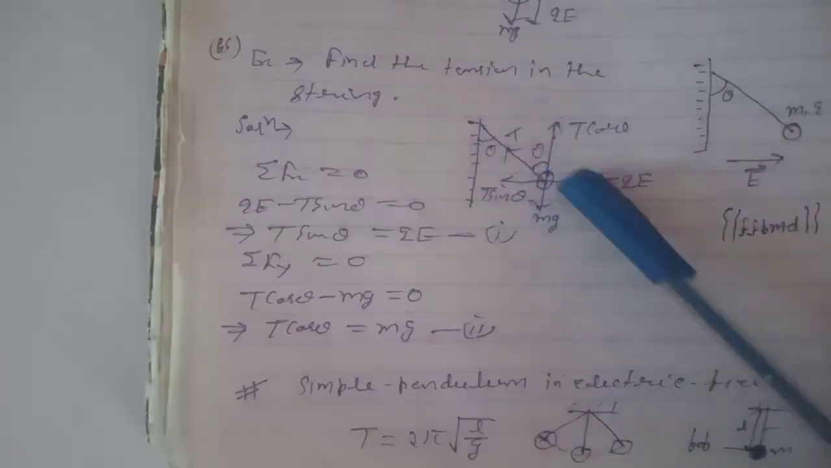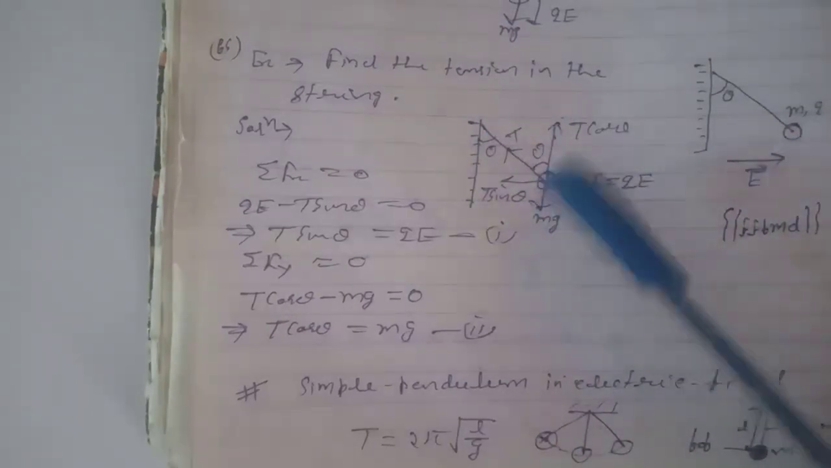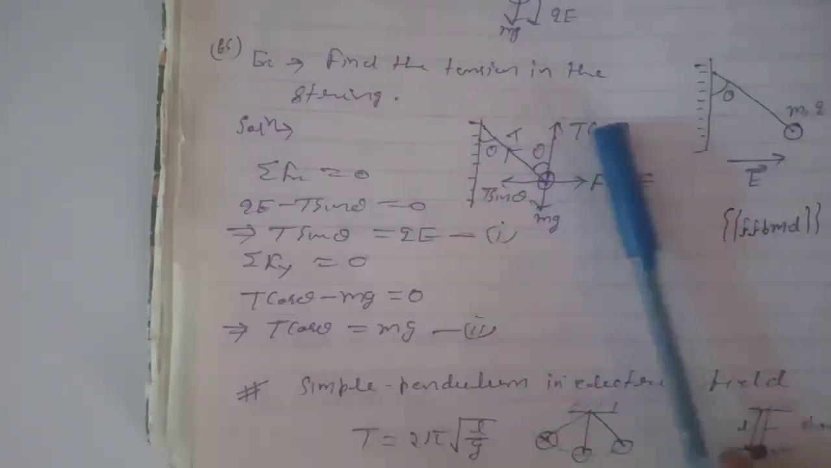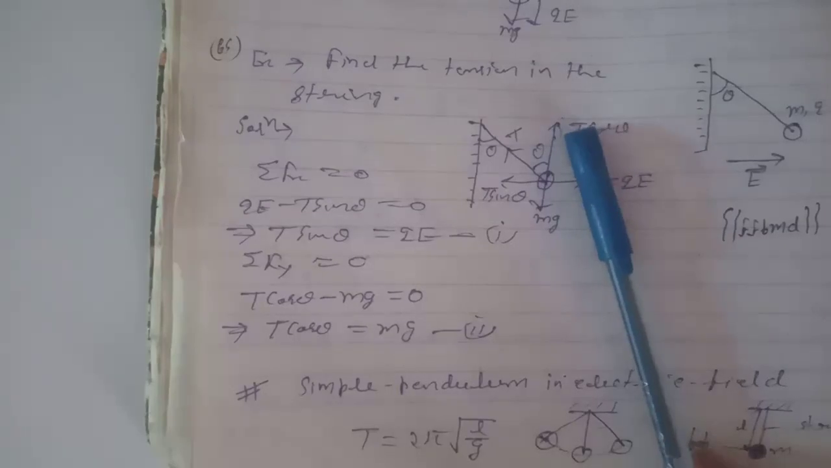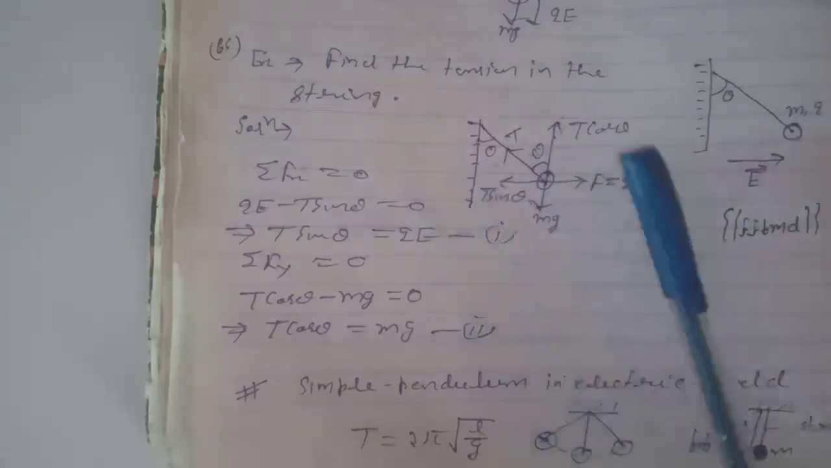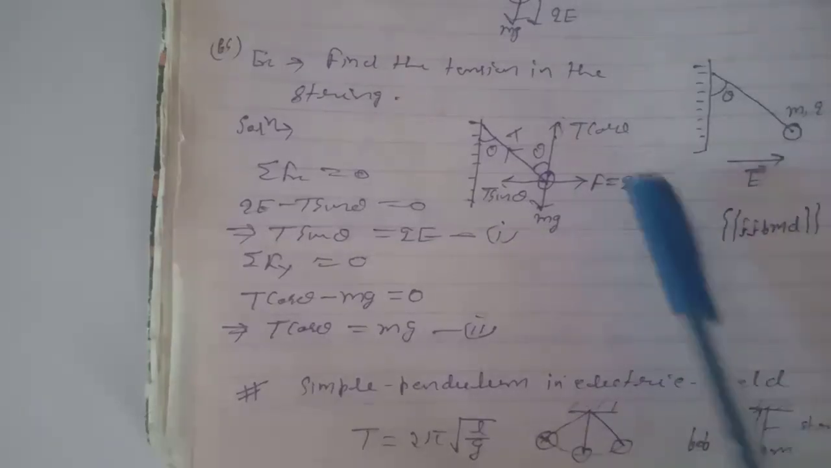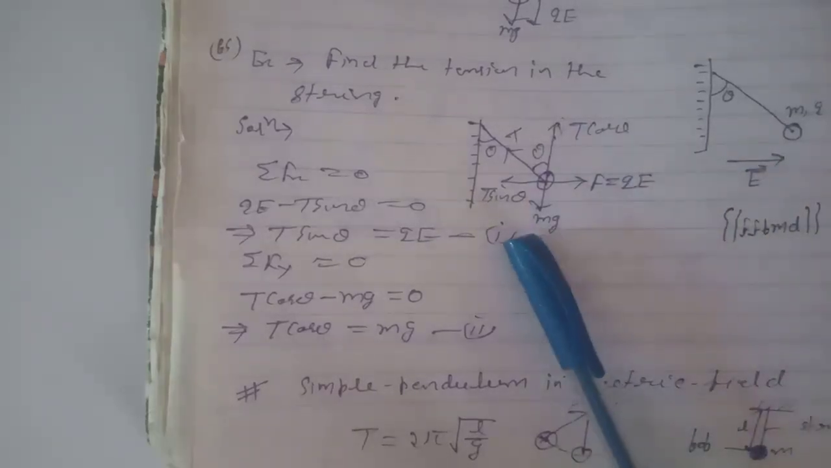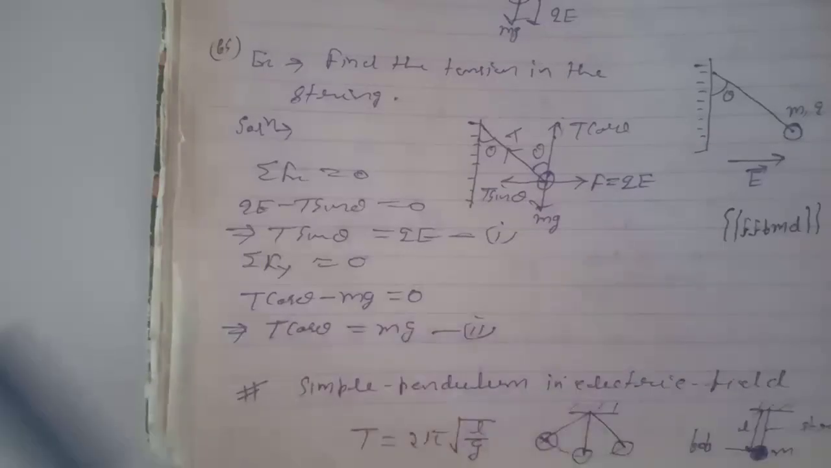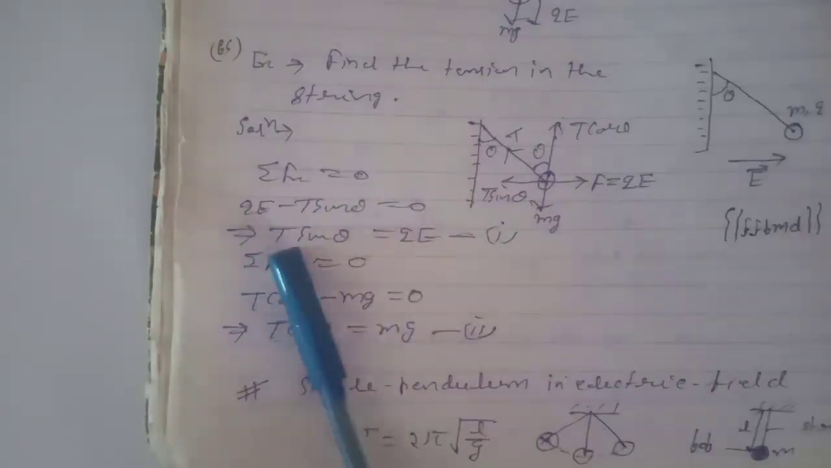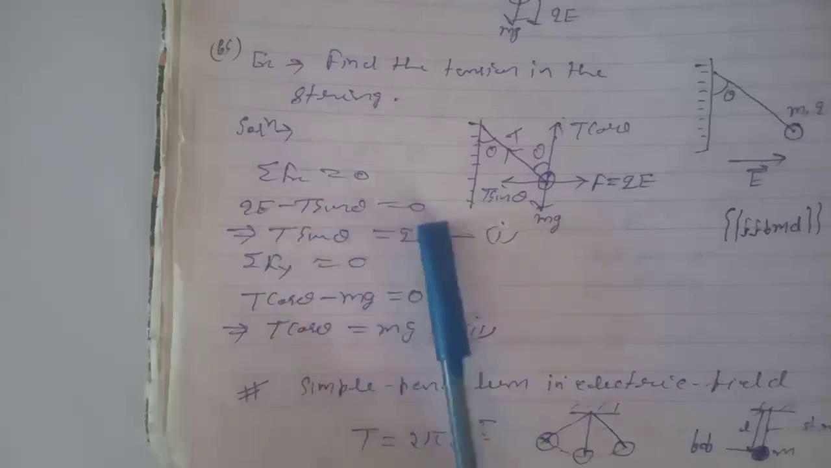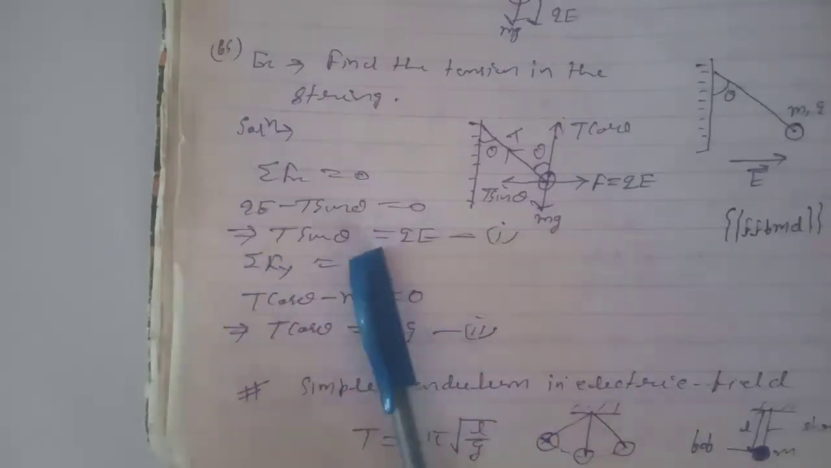Tension will be in this direction and mg will be in this direction. If this is theta, then this also will be theta. So in this direction T cos theta, and in this direction T sin theta. In this direction will be electric force F equal to QE, and in this direction weight. So for equilibrium, sigma F is equal to 0. So QE minus T sin theta equals 0. This implies T sin theta equals QE.